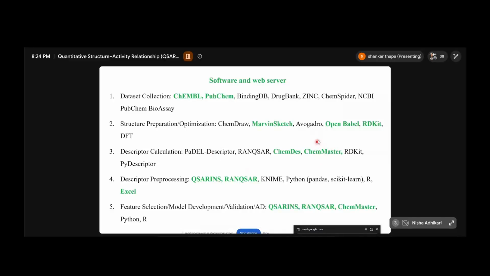And ChemMaster is software with a limited number of descriptors that can be calculated. Okay, and the most important one is RDKit. If you know a little bit of Python, you can calculate the descriptors using RDKit also. And PyDescriptors is also there, a Python-based descriptor tool. All of these are freely available, so no need to pay a single penny for this.